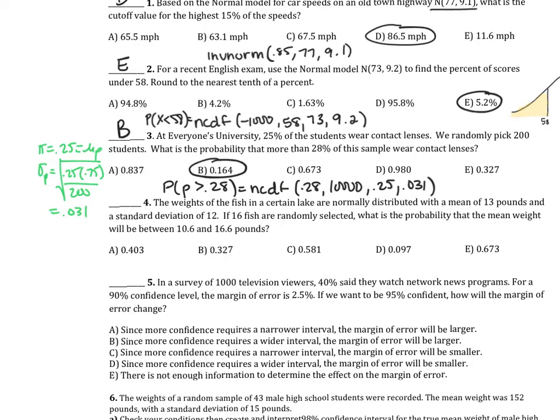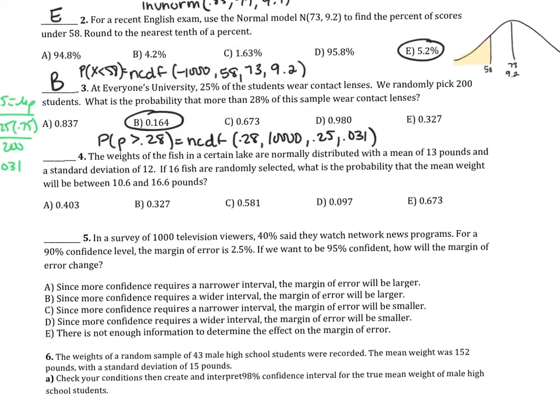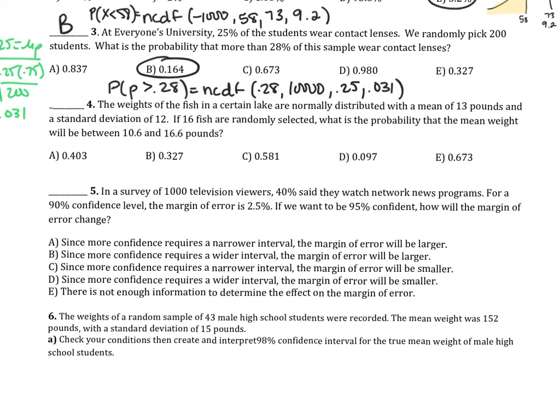All right, number 4. The weights of the fish in a certain lake are normally distributed with a mean of 13 pounds and standard deviation of 12. All right, so this mean and standard deviation are for all fish in that lake. So these are population parameters that we have right here. If 16 fish are randomly selected, that means I have a sample of 16. What's the probability that the mean weight will be between 10.6 and 16.6?